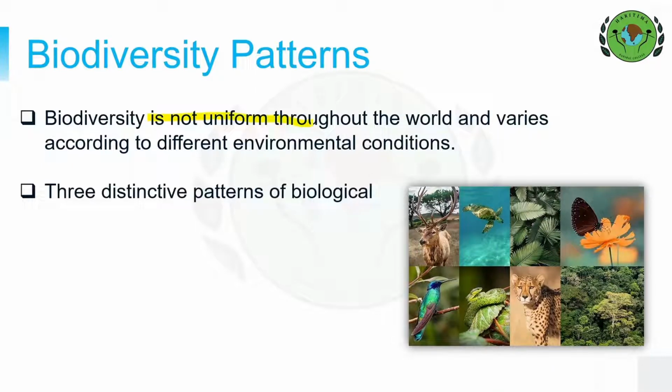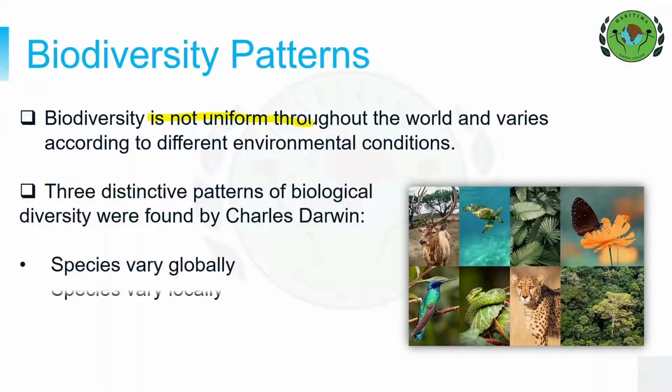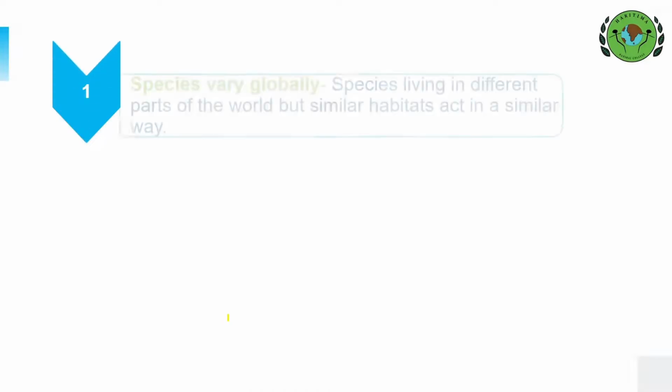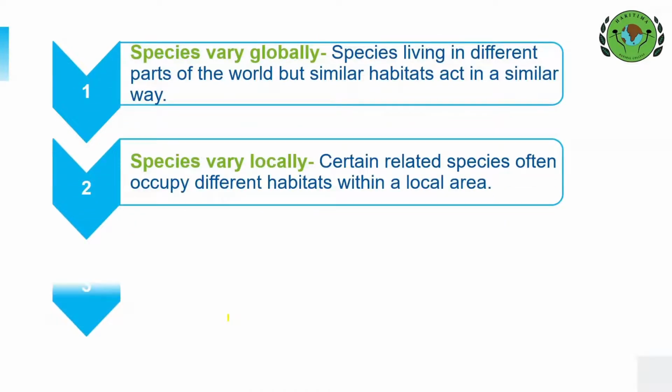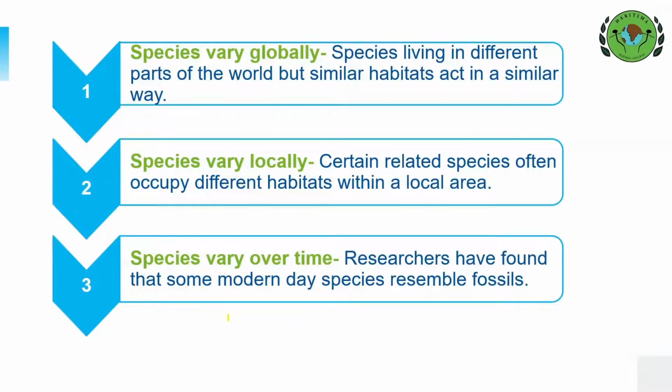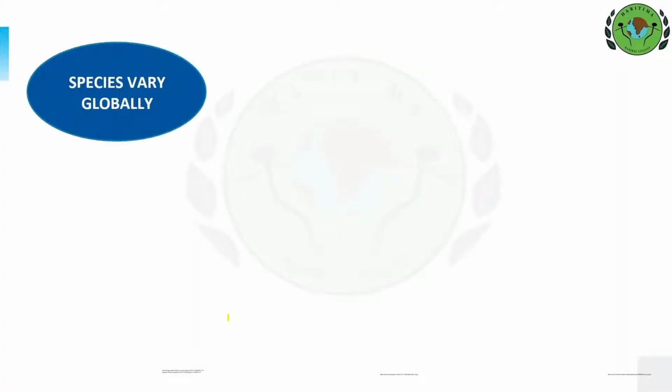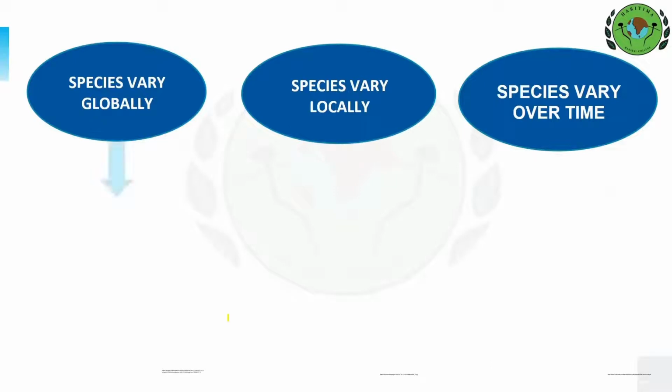Robert Charles Darwin gave three patterns of biological diversity. First, species vary globally, species vary locally, and species vary over time. Let us understand all three observations of Darwin one by one.